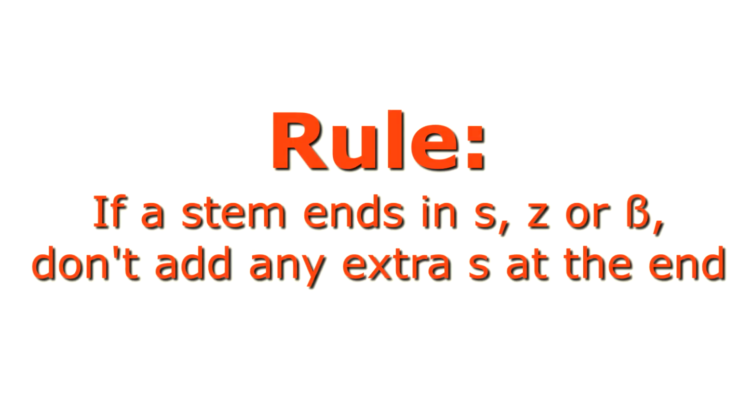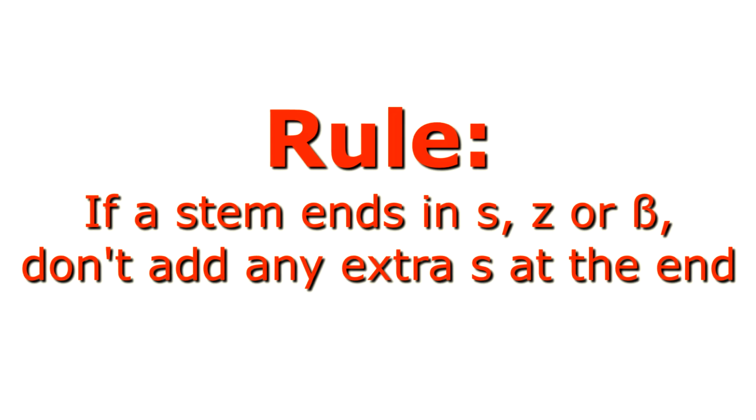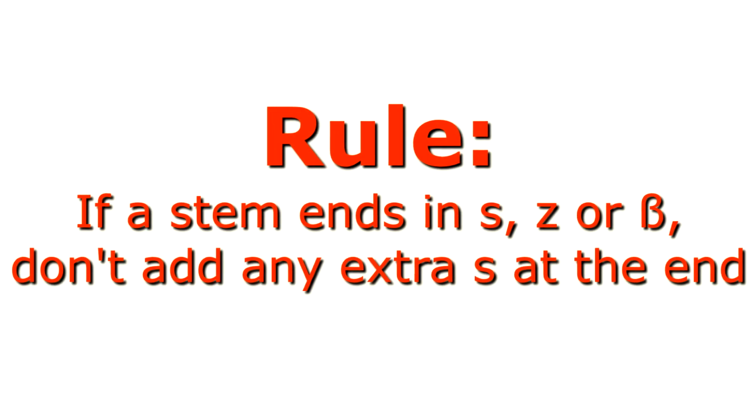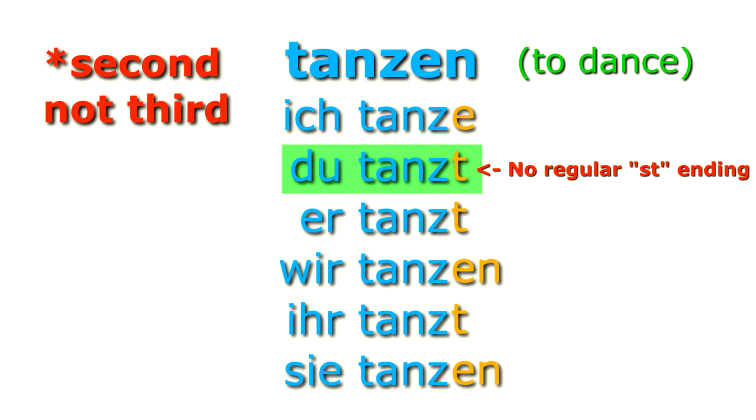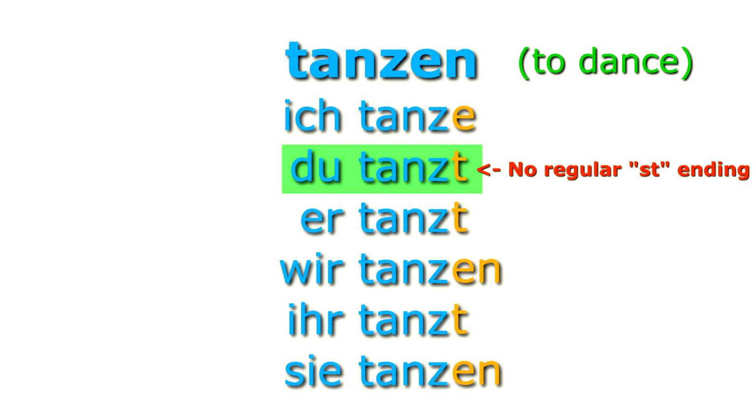A similar logic can be applied if a stem ends with a sound like s, z, or the sz. In this case, we just change the conjugation of the third person singular because there's no need to have an s sound twice.